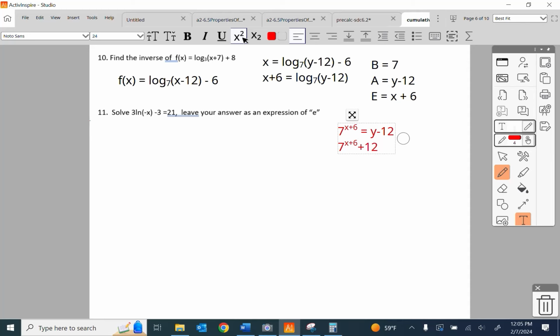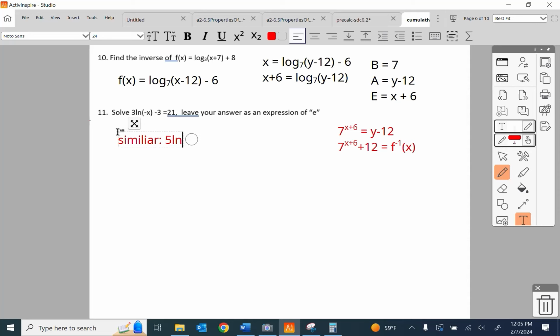And I'm going to use the correct notation here because I've technically isolated y. I've solved for y. And the correct notation is the inverse of f of x. Here's your similar. Finally, a solve, and we're supposed to leave our answer as an expression of e. So let's do our similar.